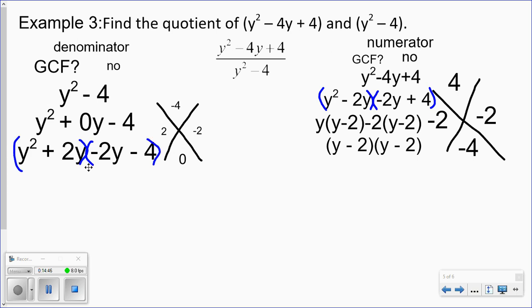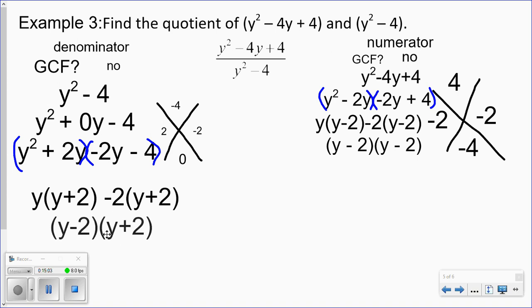The first group only has a y in common. So that would leave me with a y plus 2. And the second group, they are both divisible by negative 2. So I pull that out. I'm left with a y plus 2 as well. So y plus 2 is one of my binomials, and the y minus 2 that I pulled out is my other one. Which, if you knew the shortcut, you could have just gotten here, because you take the square root of the two numbers, and then put a plus and a minus sign in between. So now I'm going to write it in factored form.